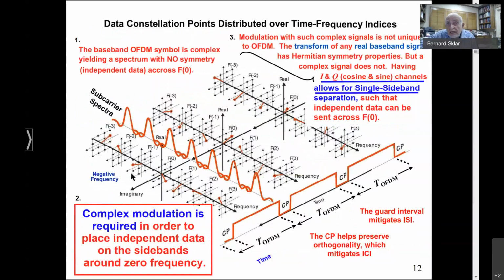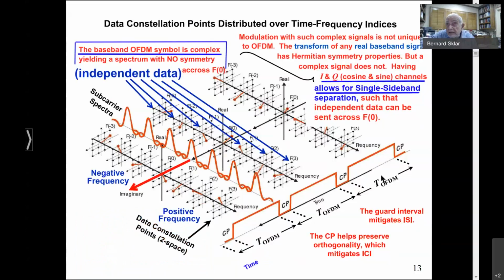So again, complex modulation, you can't see complex modulation here. You have to infer it from the fact that there's a real axis and an imaginary axis. So every time you come up with modulating a constellation point, and I've shown you that point here in red, you're going to have an I and a Q, or a phase and an amplitude, and that's going to allow us to do independent data.